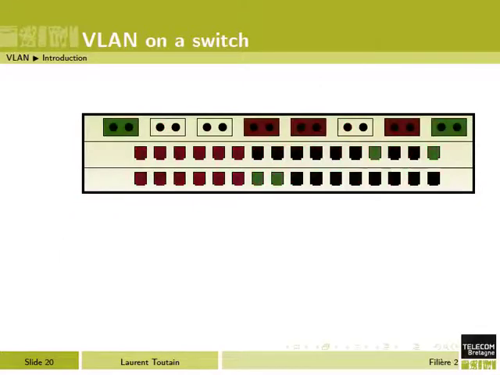So now we are going to make a VLAN. It's not very readable on that example. Maybe you have to shut the door to see the color difference. You can see here that you have some ports in green and some ports in red.